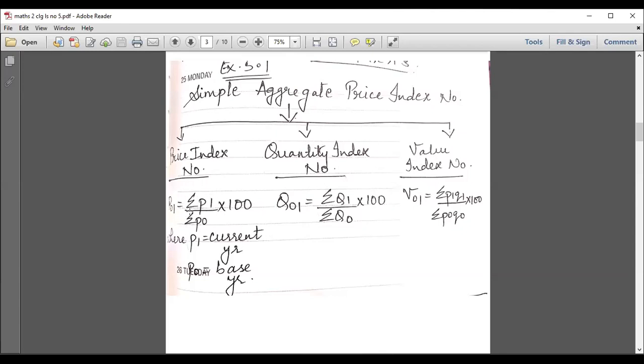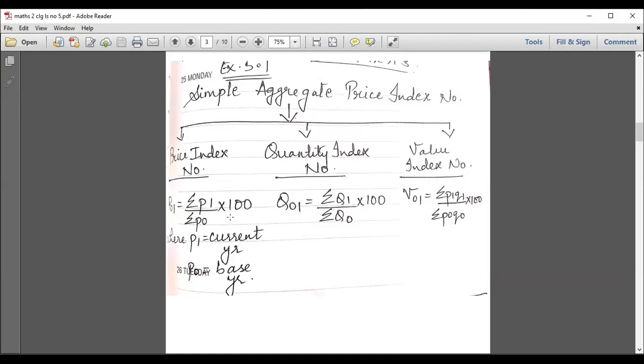P01 is equal to summation of current year prices upon summation of base year prices, into 100. In simple words, there are 2 types of prices which will be given to you. One will be the current year and one will be the base year. The smallest year is considered the base for comparison, and the biggest year is considered the current year. So what you have to do is add both the columns, make the total of it, that is summation P1, the prices of current year, upon summation of P0, and then multiply it by 100.